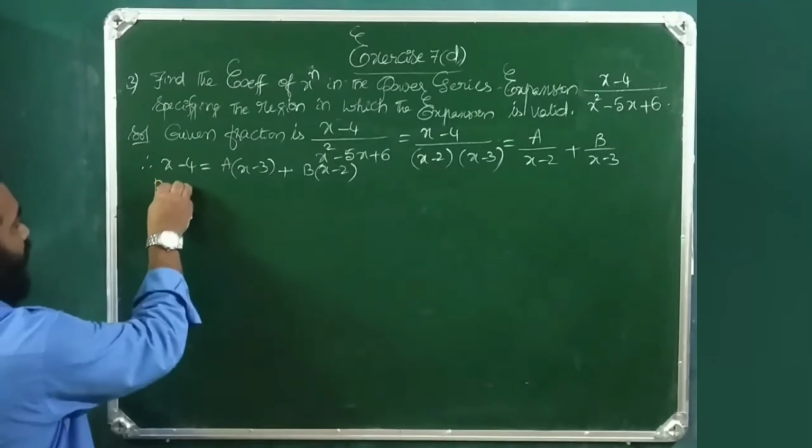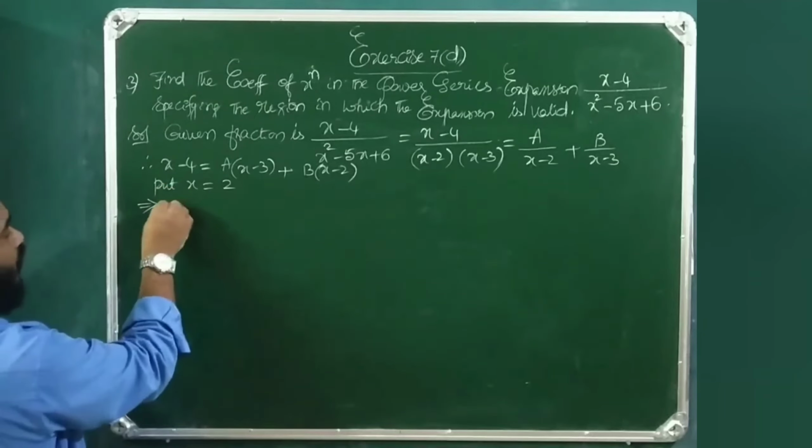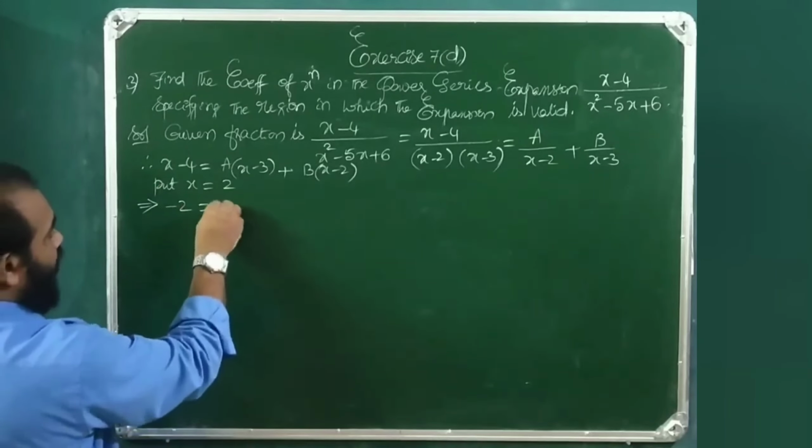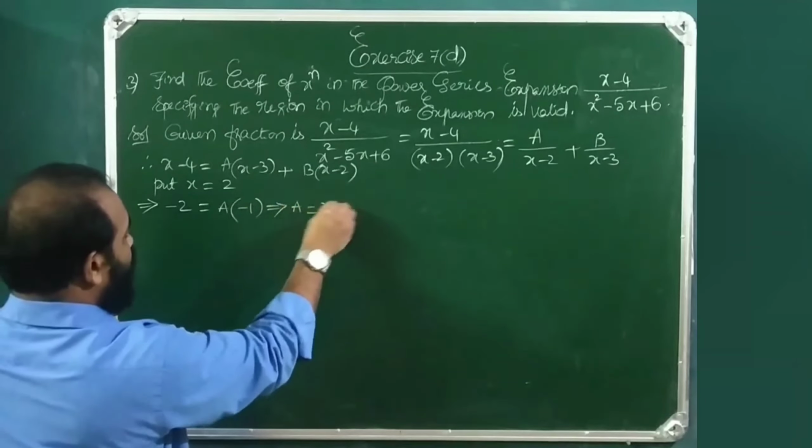Put x is equal to 2. Substitute: 2 minus 4 is minus 2. So a into (2 minus 3), which is minus 1. A is equal to 2.